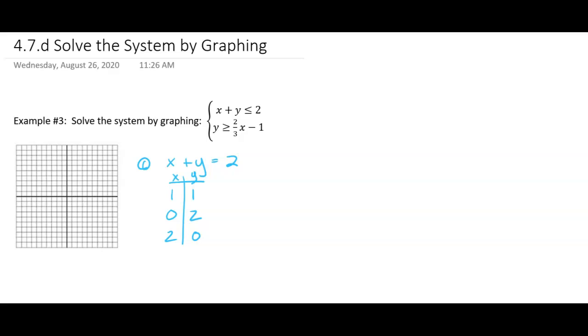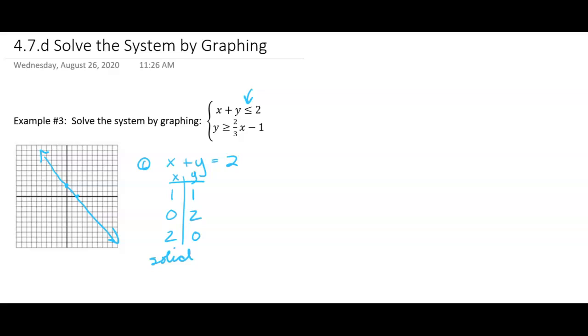Let's graph them and see what it looks like. So 1, 1, 0, 2, and 2, 0. Oops, I did 2, 0. 0, 2. There it is. Okay. And then always double check, solid or dotted. Solid line this time. Why? Because it has the equal to part. So solid line.